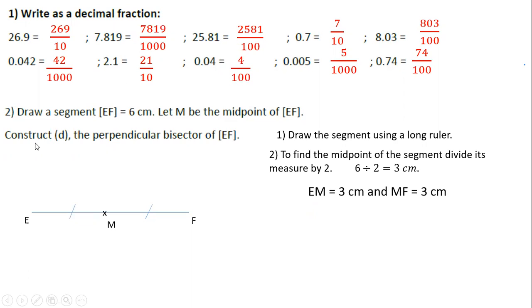Now, we should construct line D, which is the perpendicular bisector of segment EF. Now, which ruler do we use?